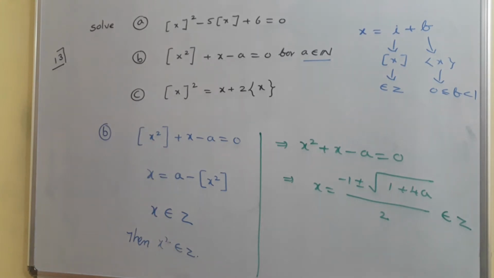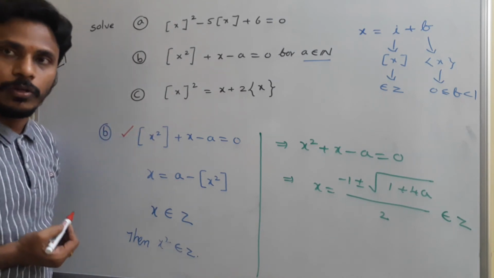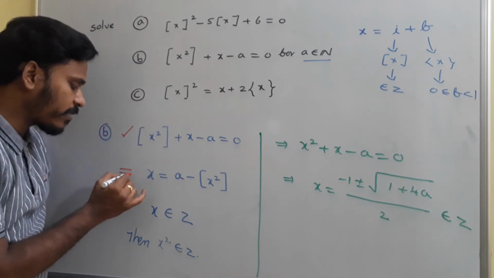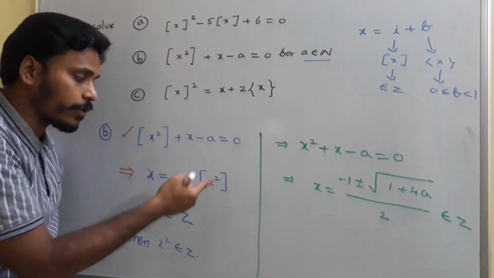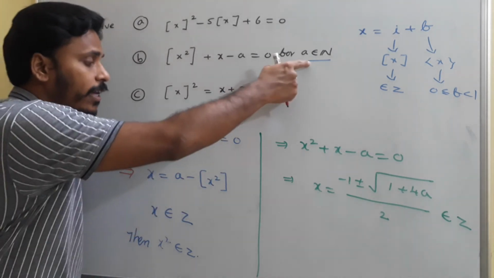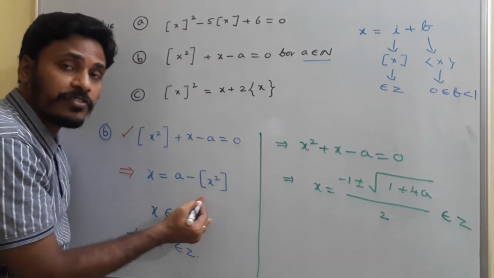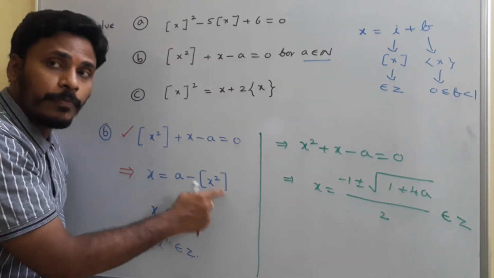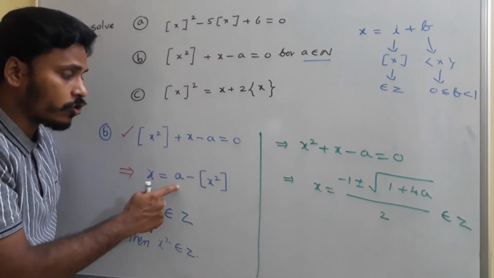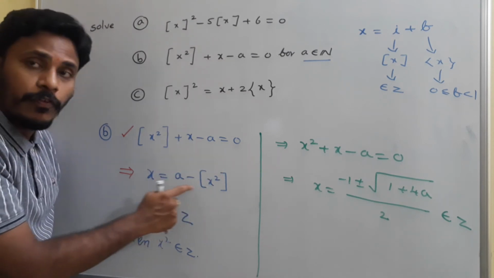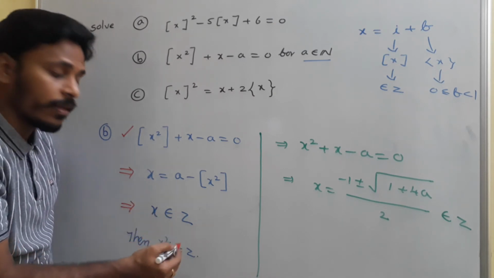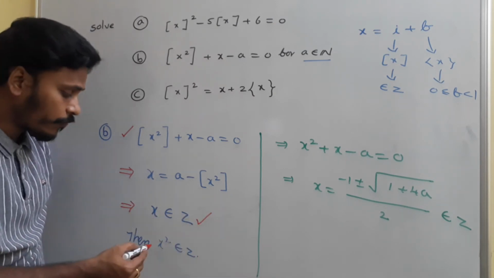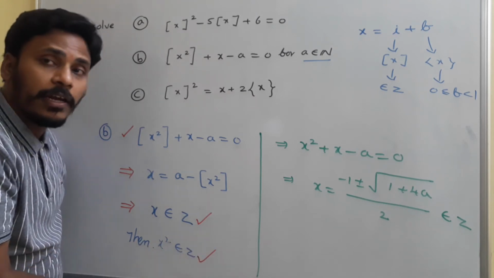13b. See, the given problem is this: step x square plus x minus a is equal to 0. From there make x the subject. So x is equal to a minus step x square. A is given as a natural number, and here this term step x square involves step, which for sure is an integer, natural and integral. The difference is also an integer. So it is very clear that x is an integer. Since x is an integer, for sure x square also will become an integer.